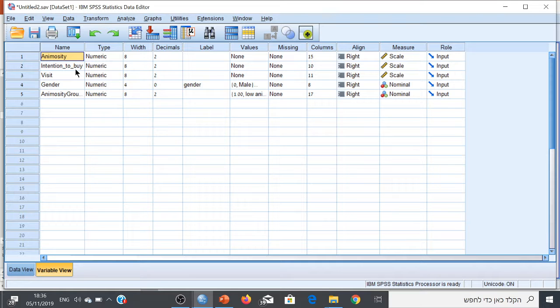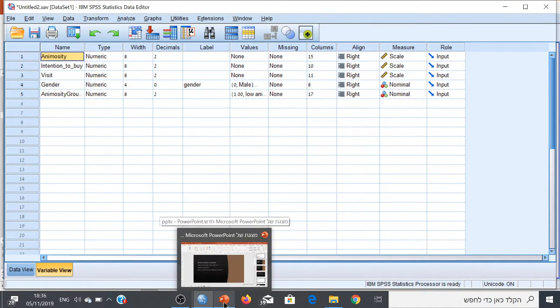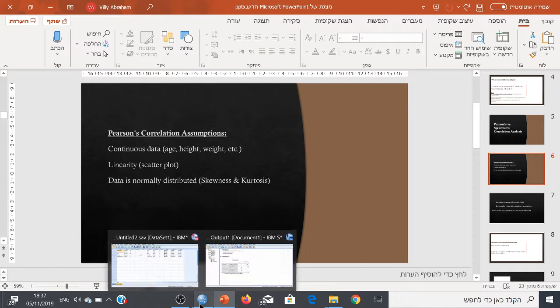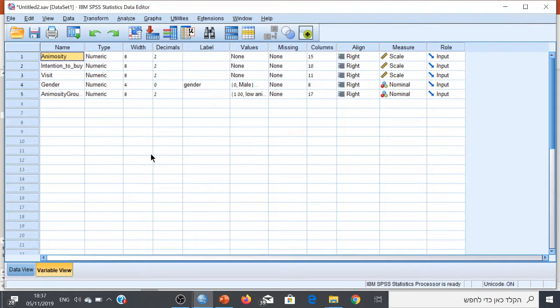Before we can proceed with the analysis, we need to make sure that the data associated with these two variables abides by three assumptions. The first one is that the data is continuous, that the relationship between the two variables is linear, and this can be explored by creating scatter plots. And the third assumption is that the data is normally distributed, and this can be explored by looking into skewness and kurtosis values. Assuming that the data associated with the two variables does abide by these three assumptions, we can conduct a Pearson correlation. And this is how we do it.